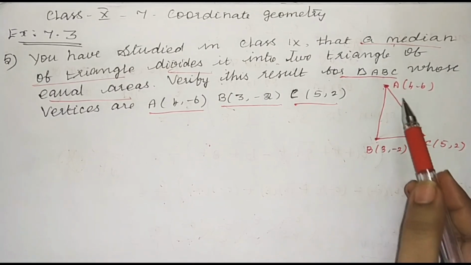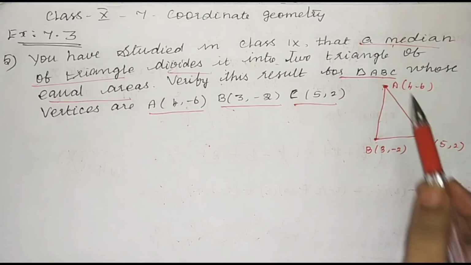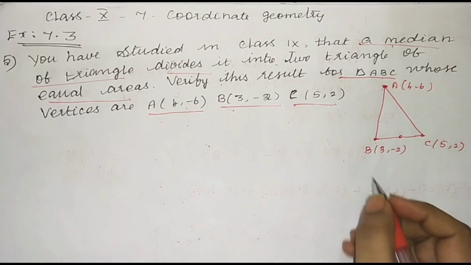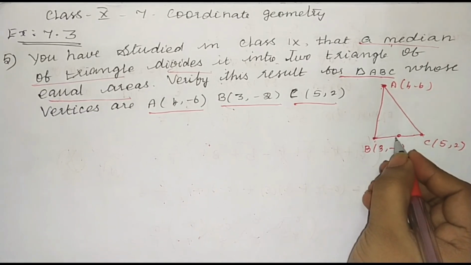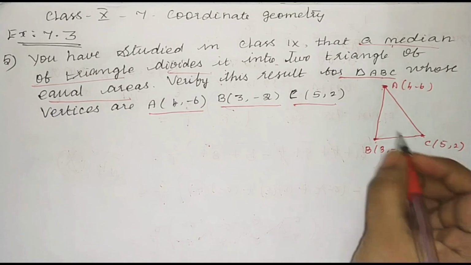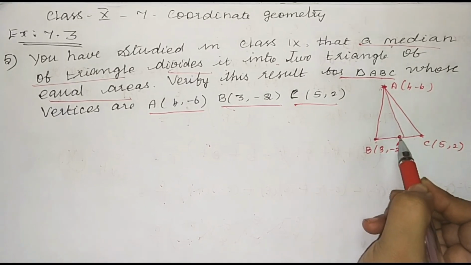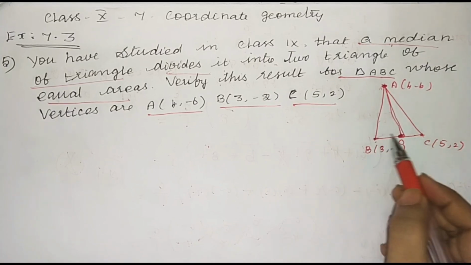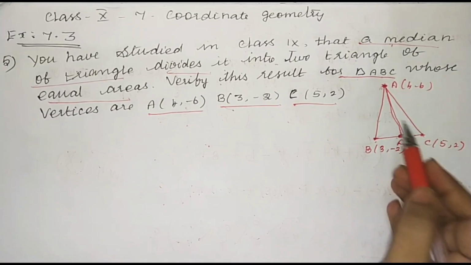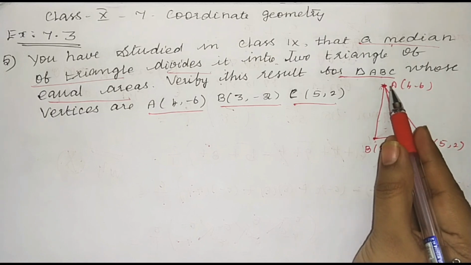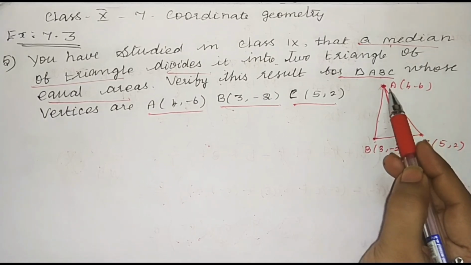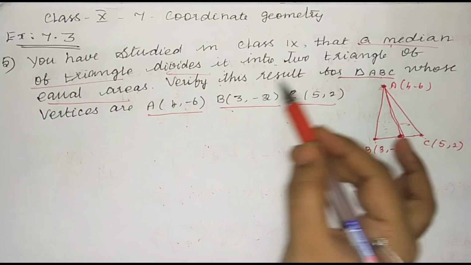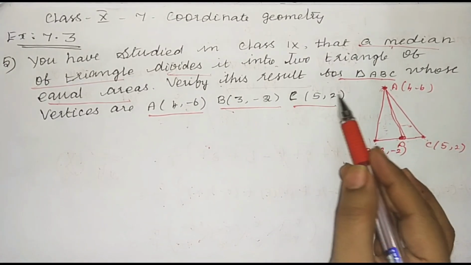Suppose now I am drawing the median from A, meaning A to the opposite side BC. I want to find the midpoint. This midpoint I consider as D. Now I am joining AD. Now AD is the median of triangle ABC, so it will divide it into two triangles. One triangle is ABD, another triangle is ADC. Both triangles have equal area. That result only we have to verify.